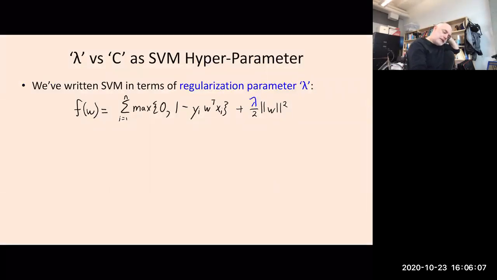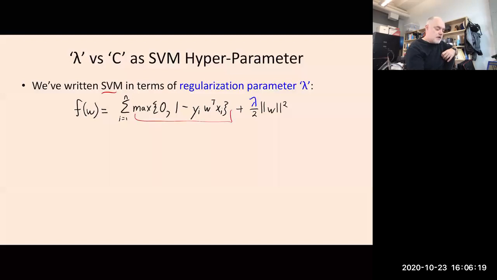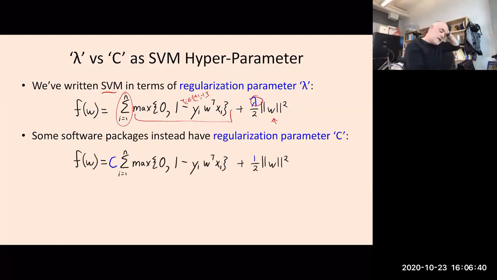If you're going to go off and use SVMs, or use some software package out there, the way we wrote them in this class is we sum up this hinge loss over all of our training data instances, using +1, -1 for Y. And we have this regularization parameter lambda that penalizes model complexity, as we have throughout.